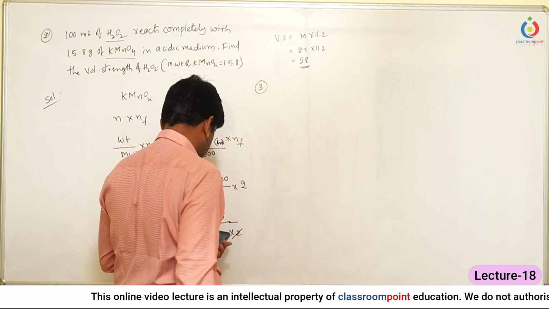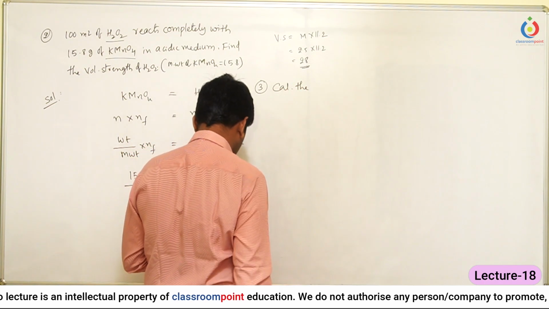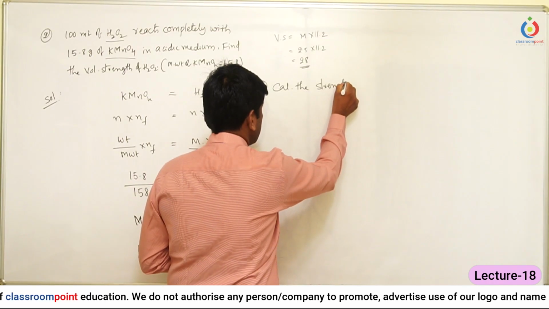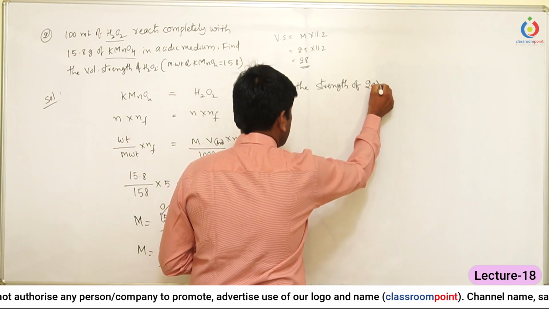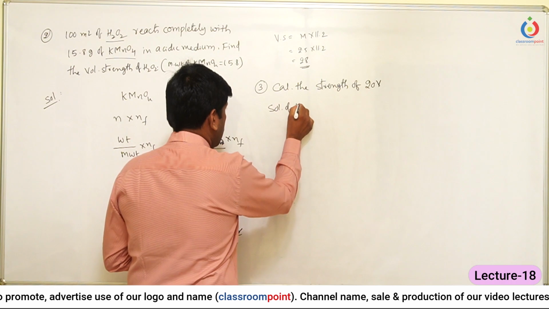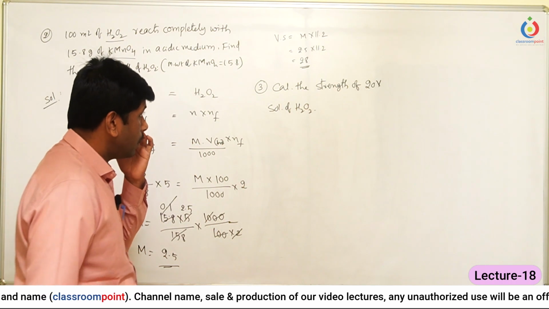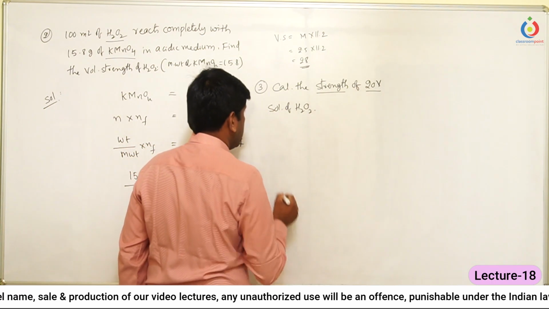Question number 3. Calculate the strength of a 20V solution of hydrogen peroxide, H2O2. So they are asking the strength and the volume strength is given.